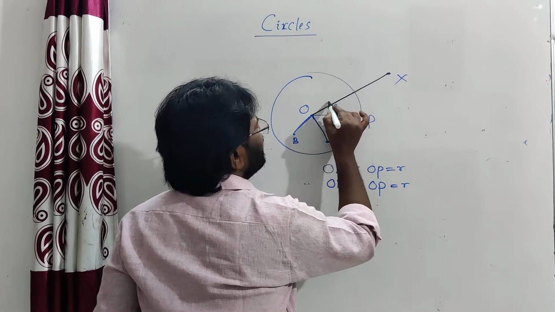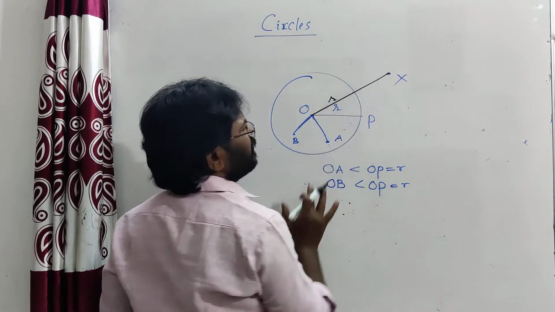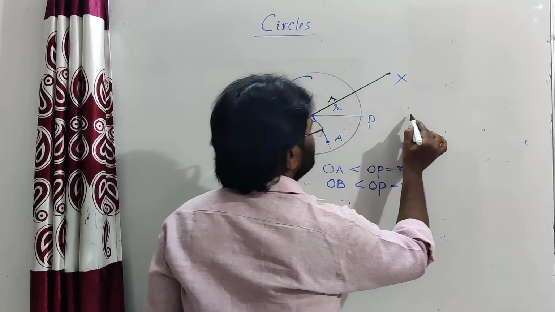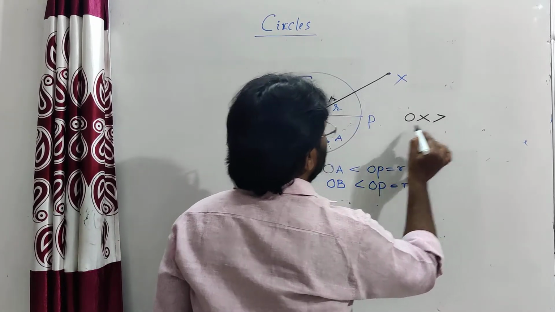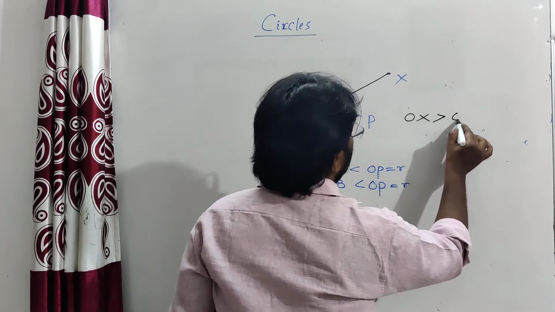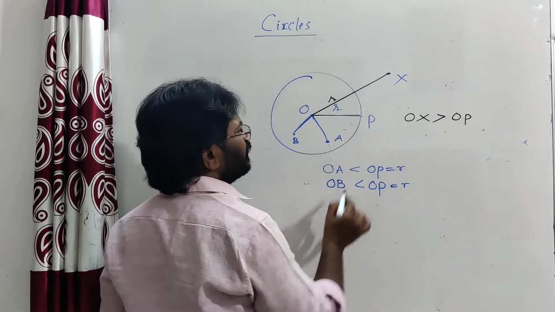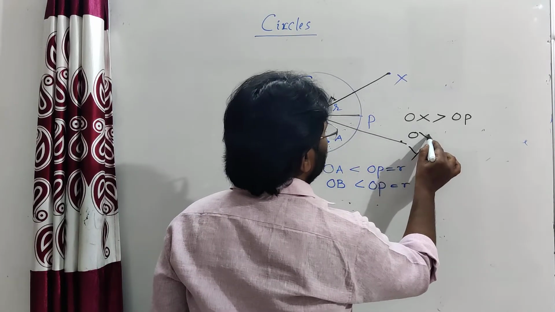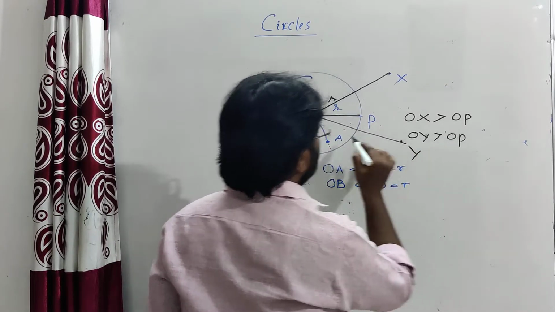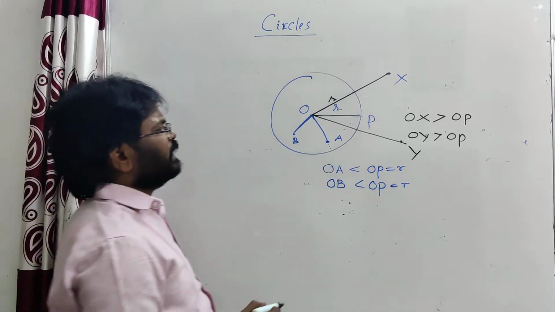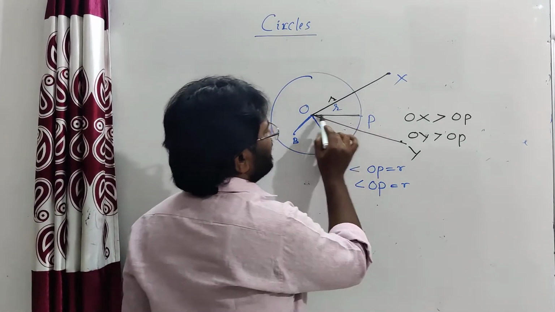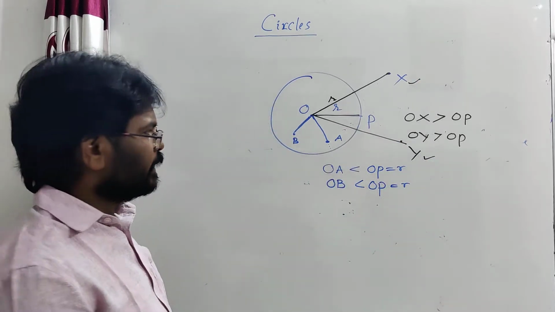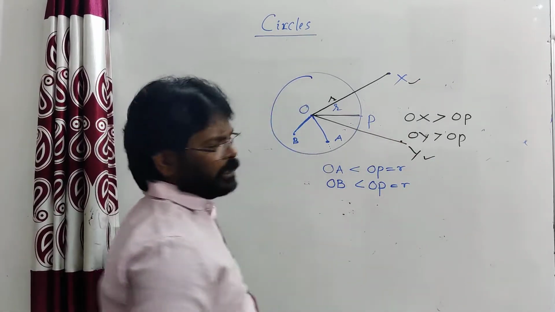Up to here it is radius. It is more than radius. That means OX is greater than the radius, meaning OP. If any point Y is taken, OY is greater than OP. Clearly it is visible. So the distance from the center to any point is greater than the radius. That point must lie outside. So the points are exterior points.